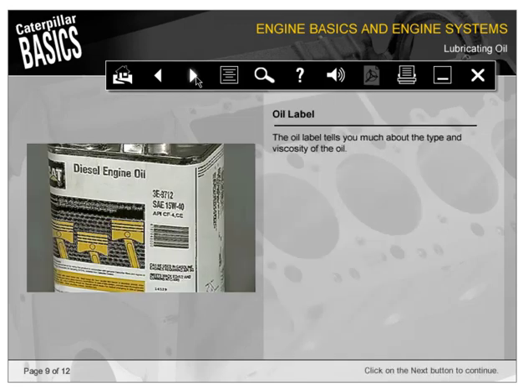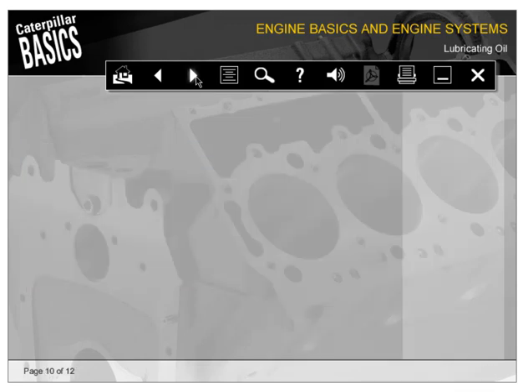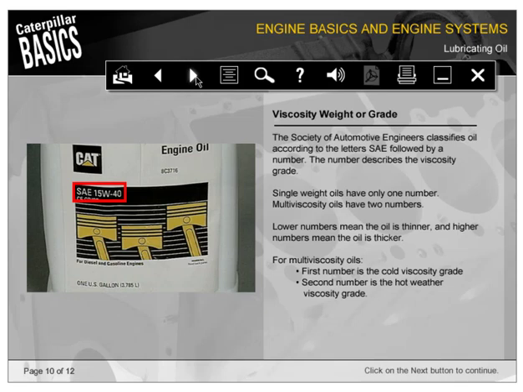The oil label tells you much about the type and viscosity of the oil. The Society of Automotive Engineers classifies oil according to the letters SAE followed by a number. The number describes the viscosity grade. Single-weight oils have only one number. Multi-viscosity oils have two numbers. Lower numbers mean the oil is thinner. The higher numbers mean the oil is thicker. For multi-viscosity oils, the first number is the cold viscosity grade, while the second number is the hot weather viscosity grade.